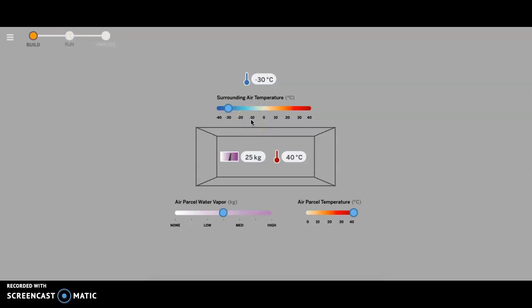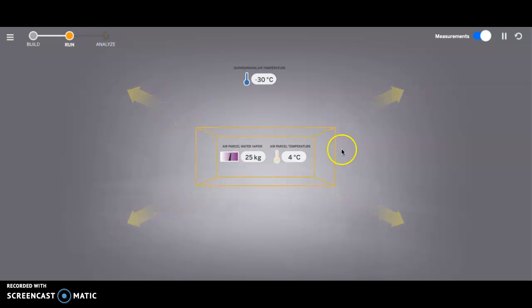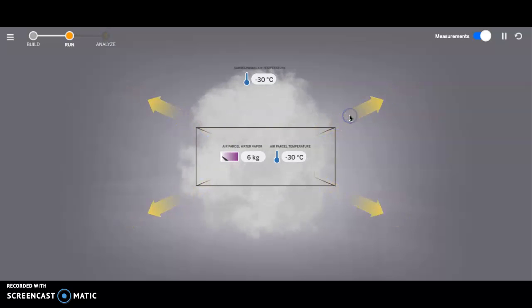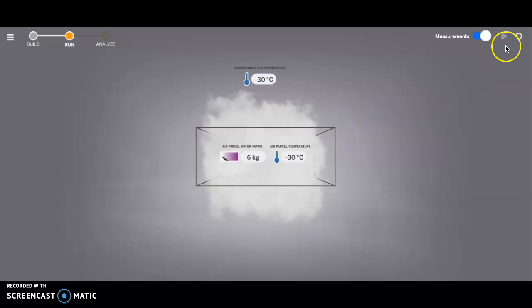So now I have set my variables the way I want them to be set. I'm going to go ahead and click run. Notice these yellow arrows here. These yellow arrows leaving the air mass represent energy in the form of heat leaving the air mass. Also notice that I know that this sim is done running now because there is no longer a white pause button. It has been replaced by a grayed out play button.